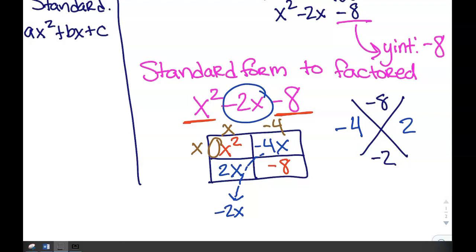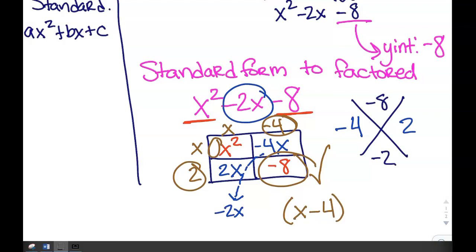X times what makes 2x? 2. We can double check our work by doing -4 times +2 makes -8. That's true. I'm not done yet. I have to write this into factored form. You should know that factored form looks like the x minus 4 times the x plus the 2.